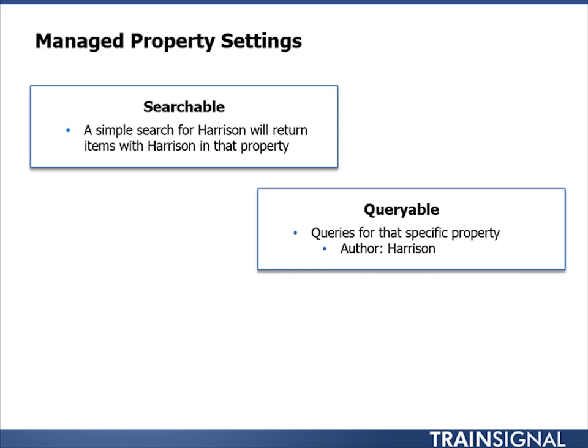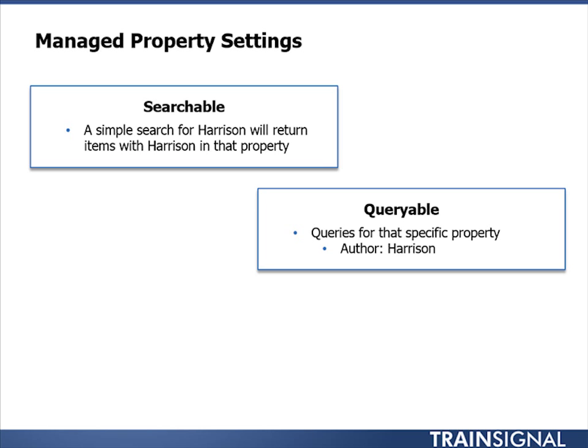Queryable means that I'm going to specifically say, and it will only return items where that value appears inside of that property. So for example, Harrison : author, it would only return items where Harrison was inside the author property and nowhere else inside that document would it look, or inside those items would it look.